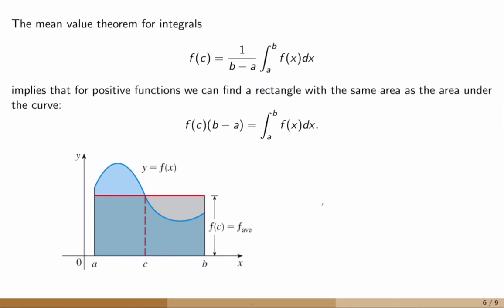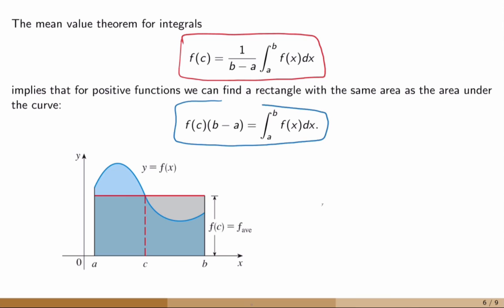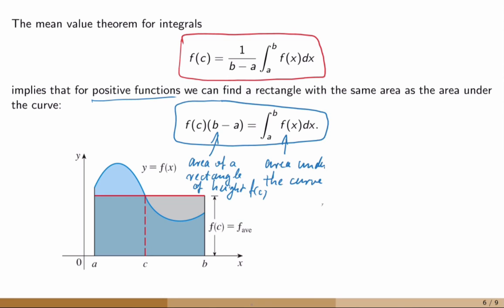And this has a wonderful interpretation. So look at the red formula again for the mean value theorem for integrals. Now if I multiply this by b minus a, then I get the blue formula here. But now this has a very specific meaning, right? If f is a positive function, then this here is the area under the curve. And the left-hand side also has an interpretation as area, right? It is a rectangle. So it's the area of a rectangle of height f of c. And f of c is the average. So we can find a rectangle which has the same area as the area under the curve.